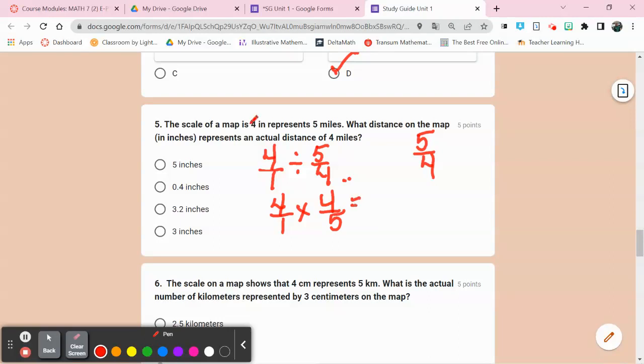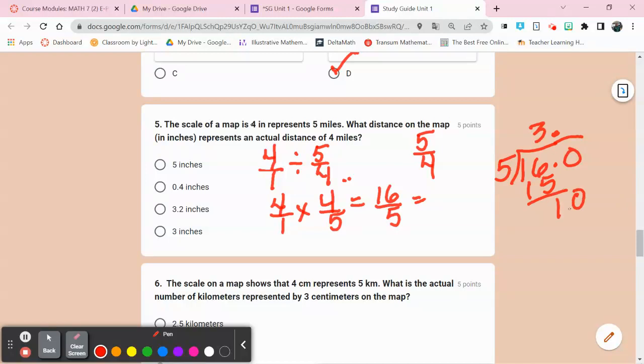For those of mine that remembered, 4 times 4 is 16. 1 times 5 is 5. 16 divided by 5. I'm going to do that over here for you. 5 goes into 16 3 times. My decimal goes up. I got 1 left over. Bring down my 0. 5 goes into 10 2 times. So my answer is 3.2 inches. And there we go. We're halfway done. Let's move to the next question.